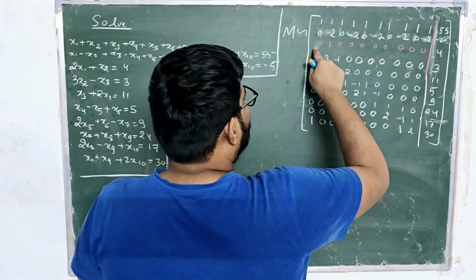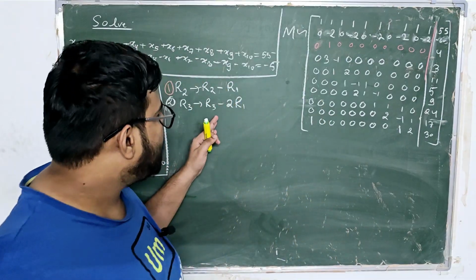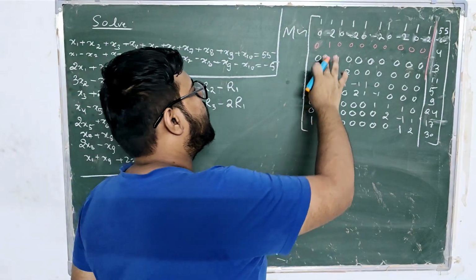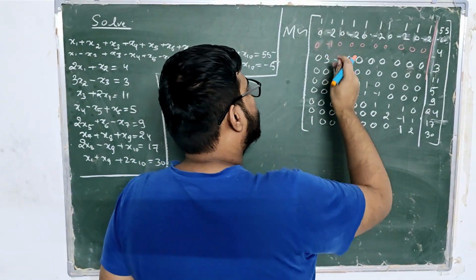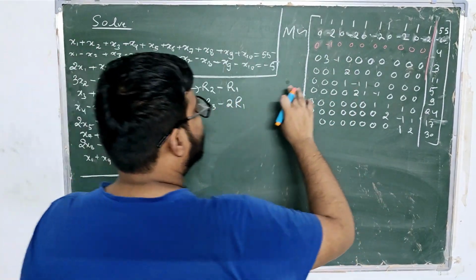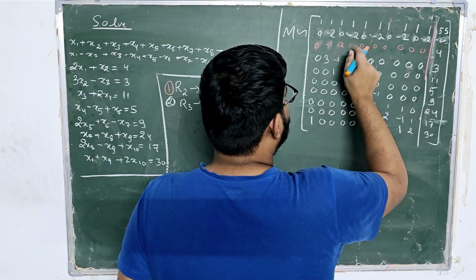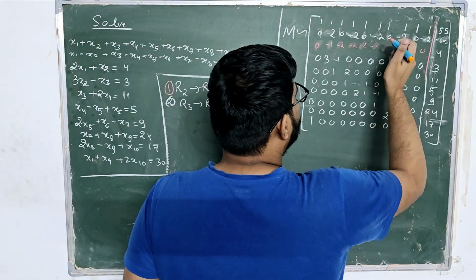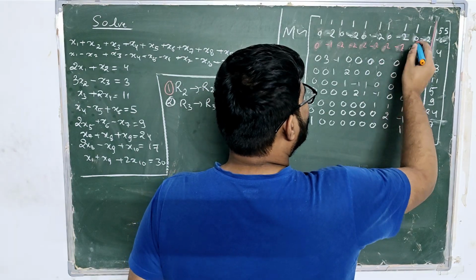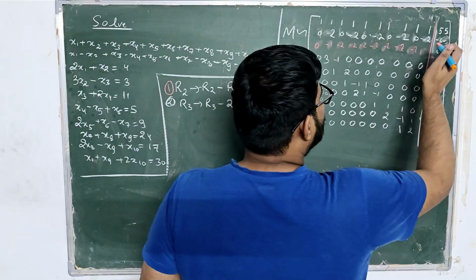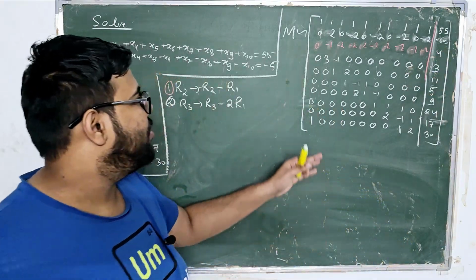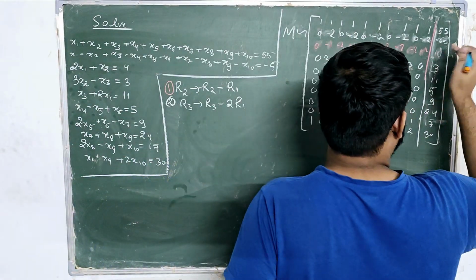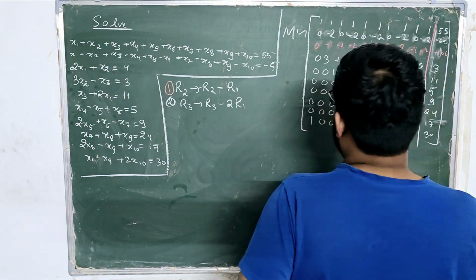So this will become 0 because 2 minus 2 into 1 is 0. Now 1 minus 2, it will be minus 1. Now this will be negative 2, negative 2, negative 2, negative 2, negative 2 again, also negative 2, also negative 2. Negative 2, negative 2, right? Now 4 minus 110, it will be minus 106. Okay.